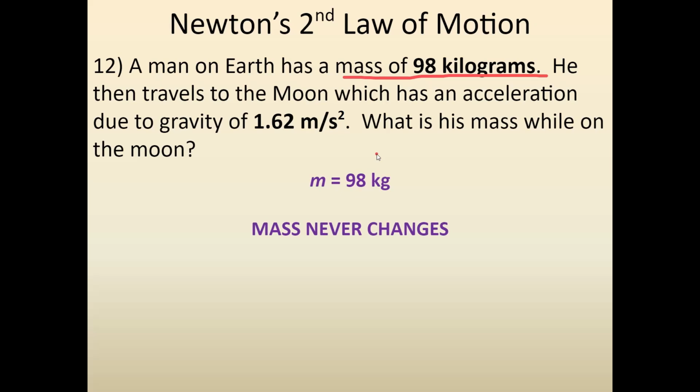The mass of an object never changes. It doesn't matter whether you're on the Earth, on the moon, on Jupiter, in the sun, or in a black hole, your mass is the same regardless, because mass is the amount of matter and material you are made up of. So unless you're cutting off a limb, you are not losing any mass, or your mass isn't changing.